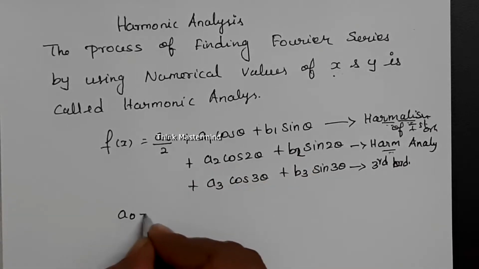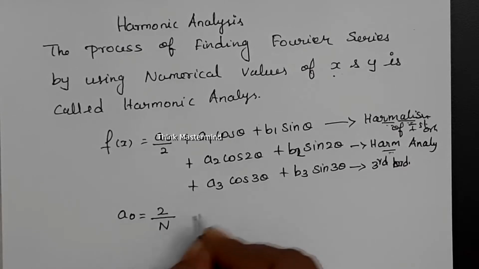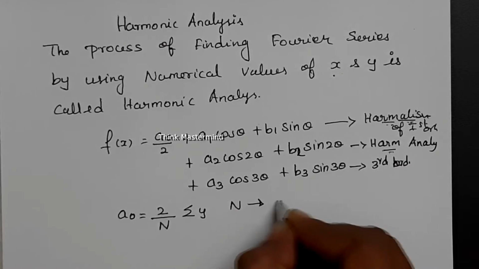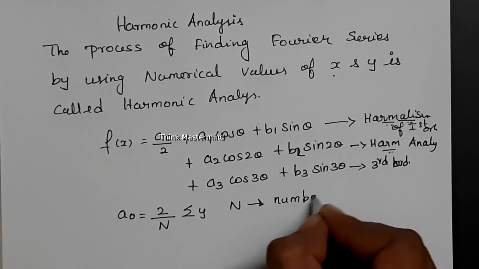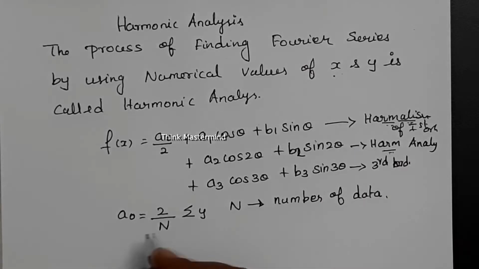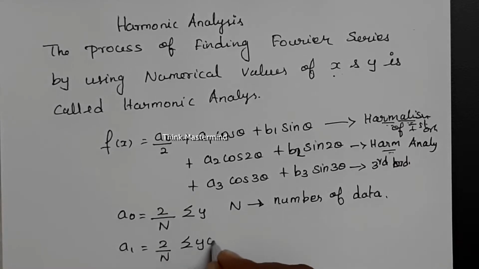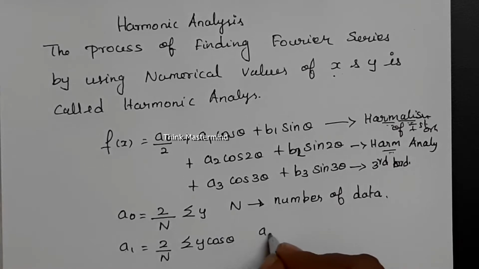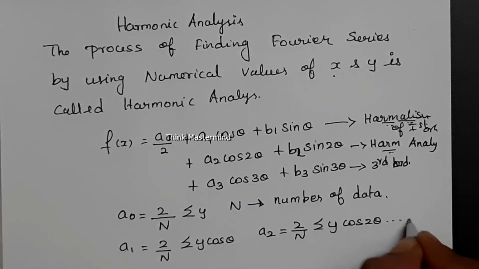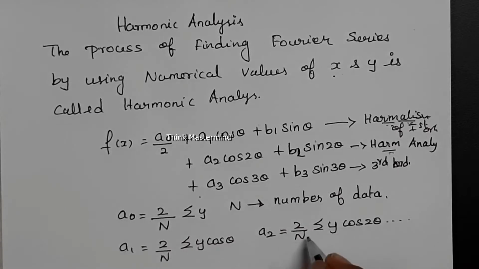a naught is 2 by capital N times the summation of y. The N represents the number of data points given. a1 is 2 by n times the summation of y cos theta, and a2 is 2 by n summation y into cos 2 theta, and so on. Similarly a3 is 2 by n summation y cos 3 theta.